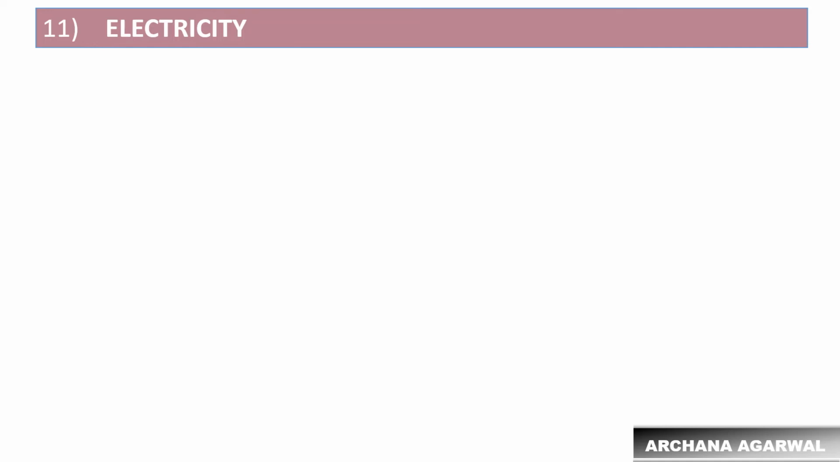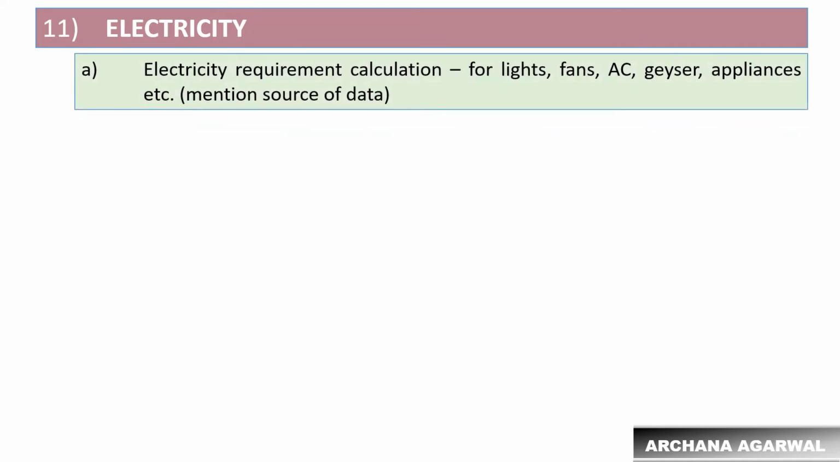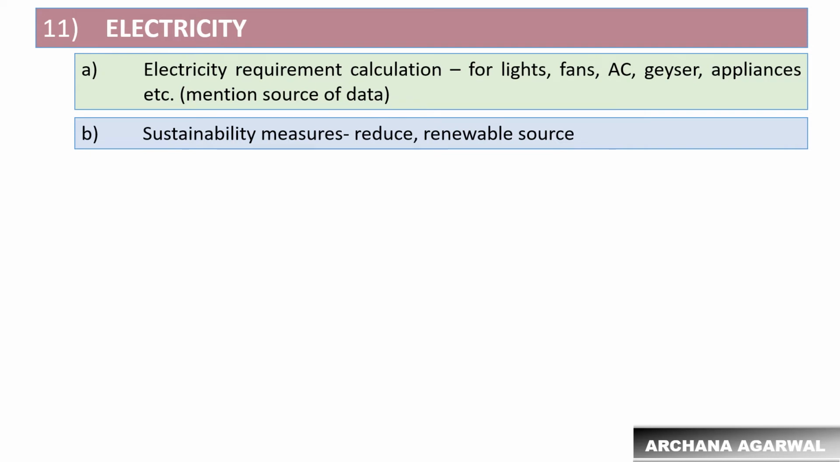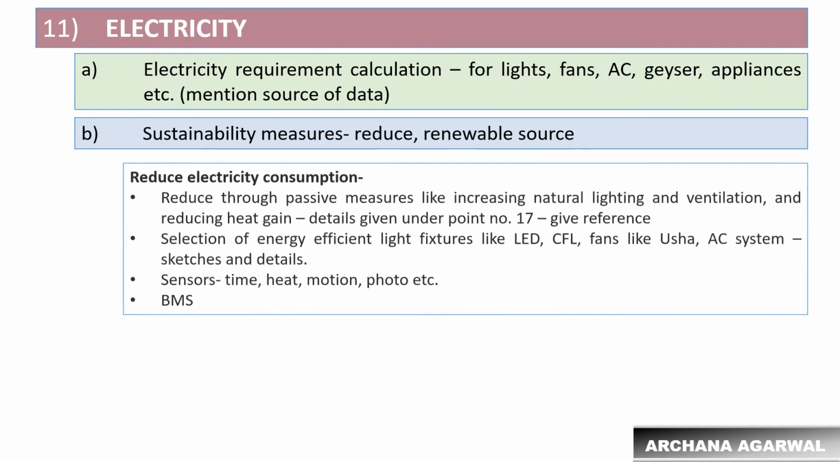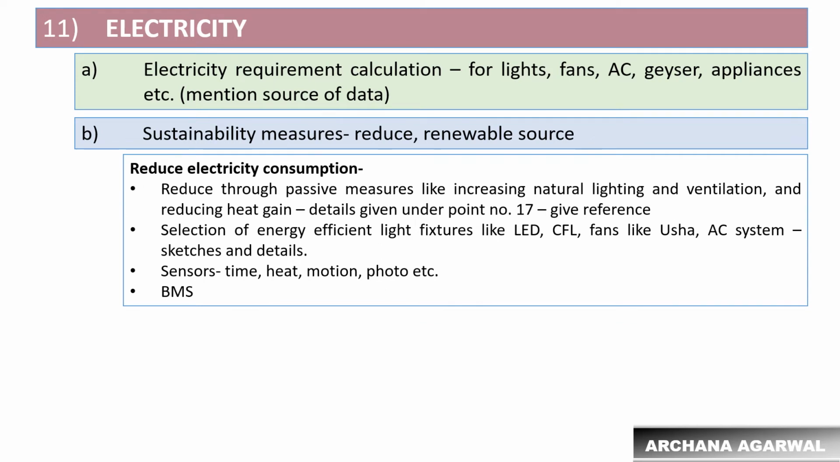The electricity requirement calculation can be done either from first principles, by calculating the loads for lights, fans, AC, geyser, appliances, etc., or by taking the rule of thumb of per unit area consumption of electricity for that type of building. The sustainability measures for energy would be reducing the electricity consumption and using renewable sources of energy. Electricity consumption can be reduced by using passive techniques like increasing natural light and ventilation and reducing heat gain. The details of passive techniques are given under point number 17.